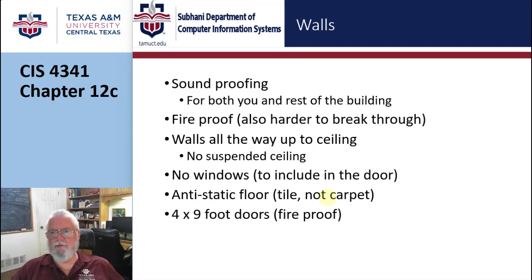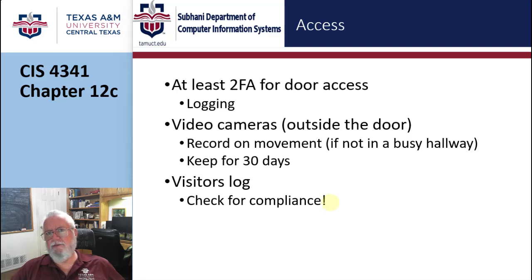Okay, so let's continue. So access, at least two-factor authentication with logging going on. I need to know who was let in. Now, video cameras, this is kind of sneaky. I don't want to have a video camera on the inside of the server room. That's a security issue in itself. But on the outside, you could have one that just records nonstop. Or if you had a rather quiet place, like it's in the basement, no one goes down there, maybe it'd just be motion activated. Something happens and it comes on, does its thing. That works. Keep a log, keep all this stuff, have visitor logs.